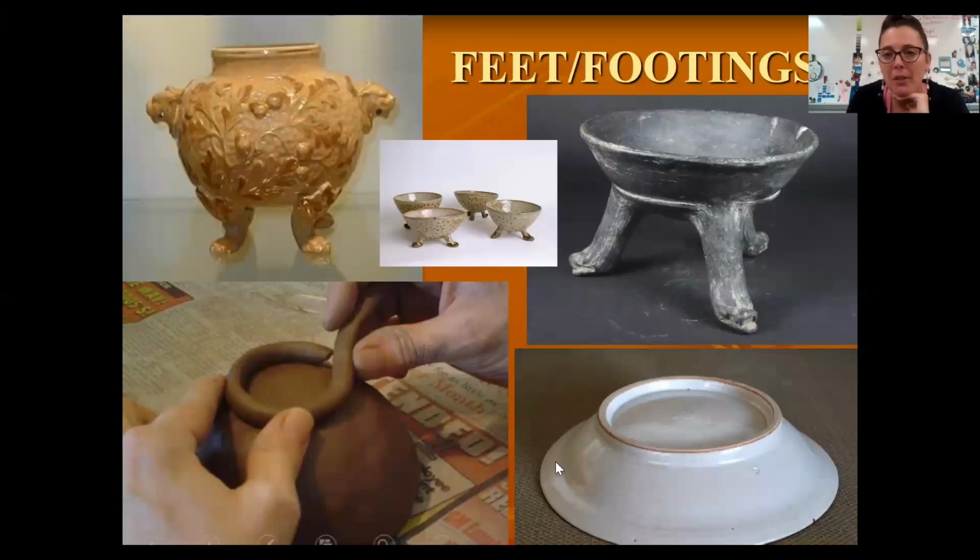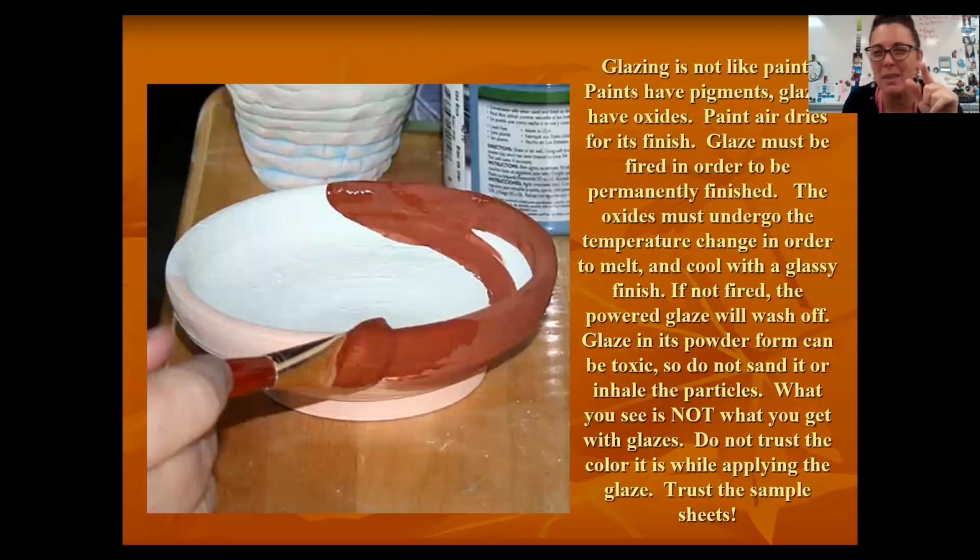You'll hear me mention the foot of your piece, or the footing. That's the bottom. It may literally be little cute feet, or it may just be a ring on the bottom. But that can be a way to elevate your piece, or to give it a little more interest. You could add a little coil to the bottom right there. Don't forget to score and slip, or that little bugger will fall right off. You may think it's on there, but it's really not.